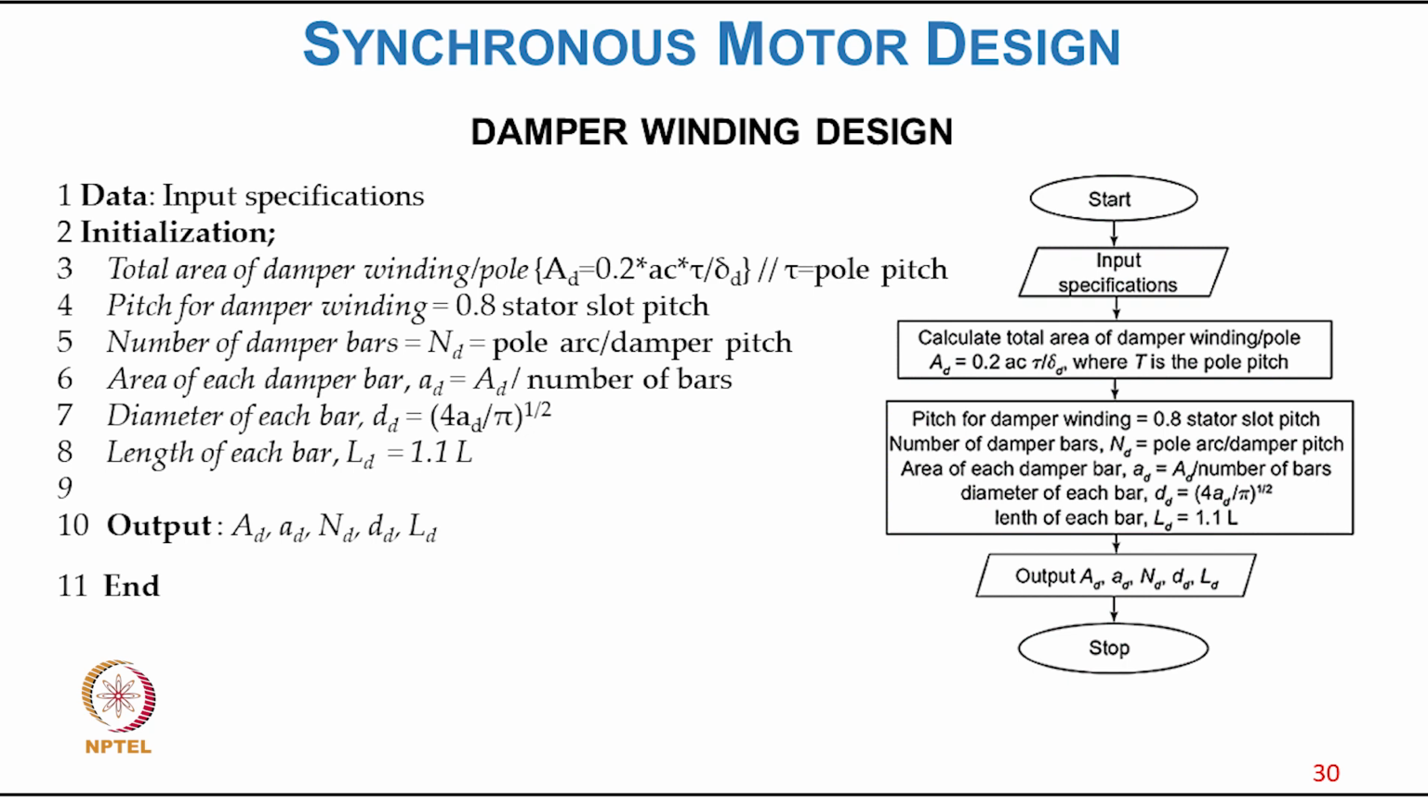And here, typically with the start input specification, calculate the total area of damper winding per pole AD equal to 0.2 AC tau divided by delta, where tau is the pole pitch. Pitch for damper winding is 0.8 slot pitch. Number of damper bars ND equal to pole arc upon damper pitch, area of damper bar small AD equal to capital AD divided by number of bars, and diameter of each bar D equal to under root of 4 AD upon pi. Length of bar LD equal to 1.11 LD under root AD. Outputs are capital AD, small AD, ND, DD and LD. Stop.